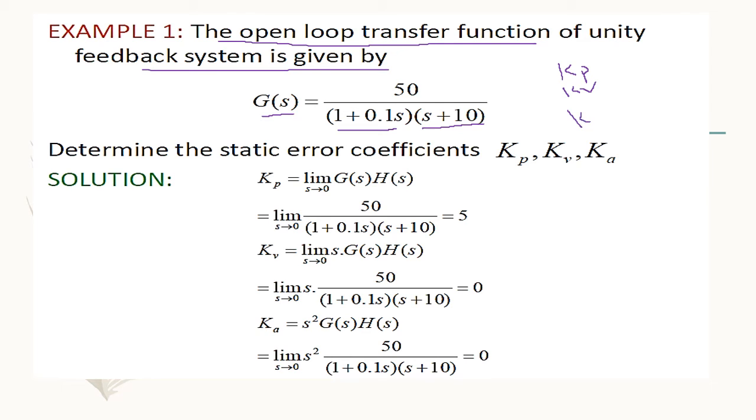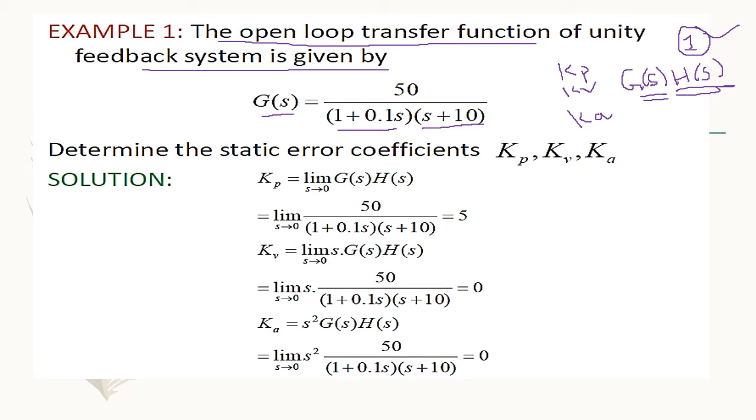Kv and Ka. It is a product of G of s and H of s, and H of s should always be a unity function. You should not have a feedback greater than a unity function. So in this case they have given the open loop transfer function of a unity feedback system. Already they have told you H of s is 1 and they have given a part of G of s. So I just need to substitute the values if I want to find the error coefficients.